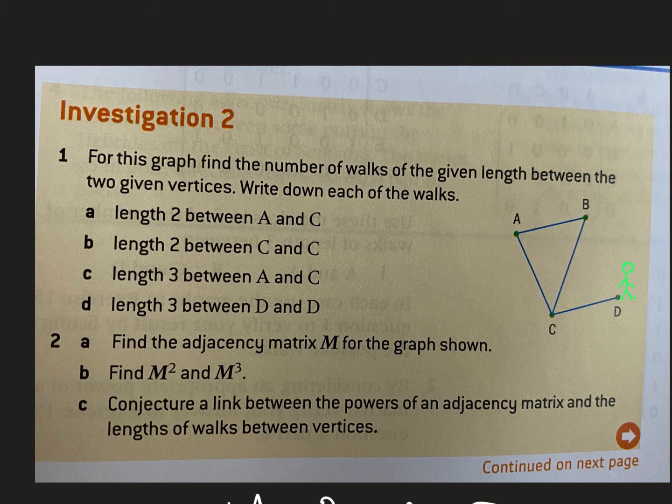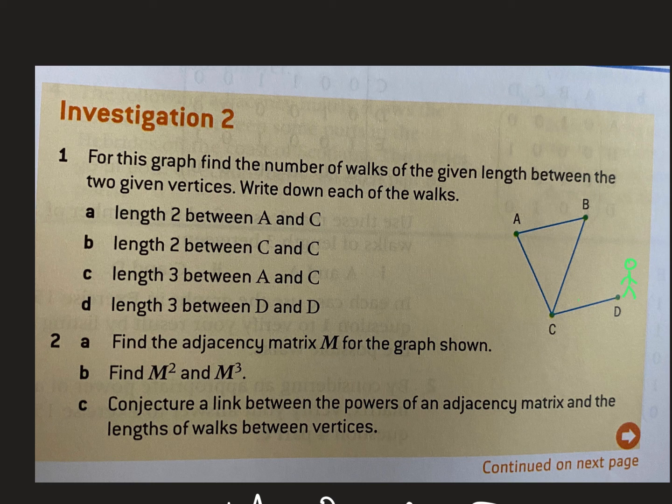The last thing that we started on, whatever day that was, Friday, was this investigation, which is in your book. We will finish this on Tuesday. But what they ask you to do is, for this graph, find the number of walks of the given length between the two vertices. So the length just means you've crossed one edge. All of these edges count as one unit. So between A and C that are length 2.